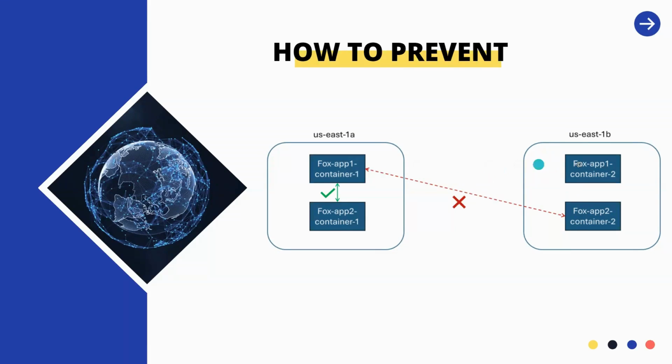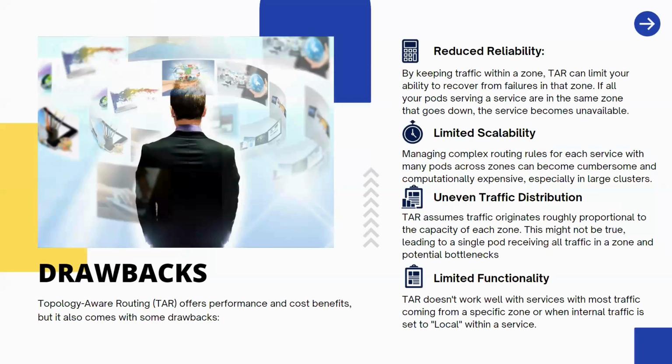And even if one deployment has two replicas and another one has one replica, that's not suitable either, because unfortunately, when the request comes, it always has to go to the only one container, right? Hope this gave you enough information about TAR, how you can enable it and how it works. Now let's understand the drawbacks.